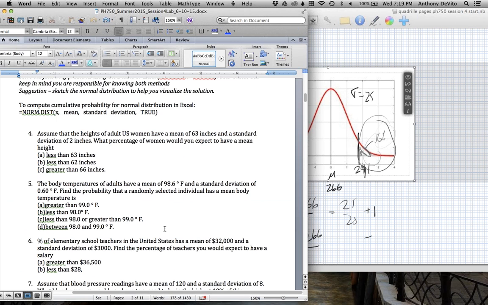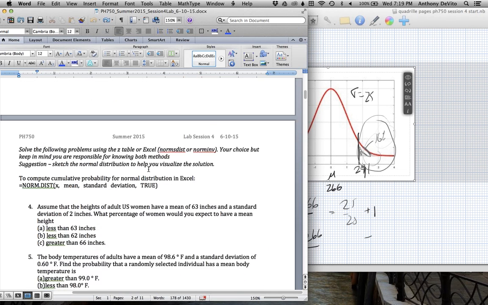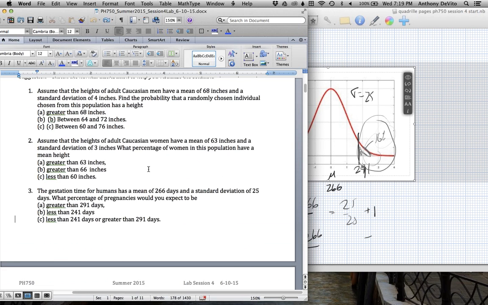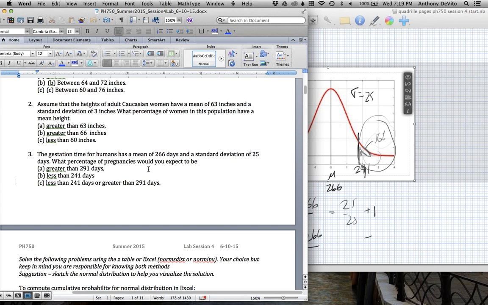Yes? So, number 3. Yes. What was the answer? Number 3 was a z-score of -1 and +1, right? Or +1 and -1, actually.